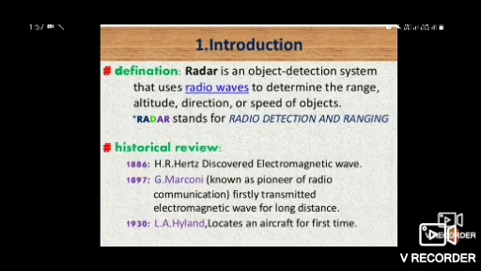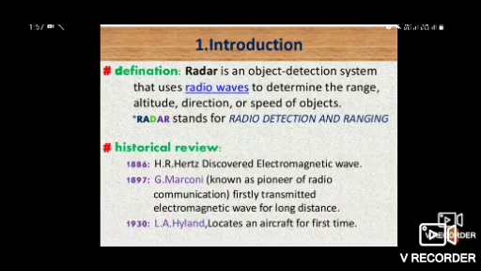Now the history of radar. When signals were first passed from a transmitter, electromagnetic waves had to be introduced. That was done in 1886 with the help of H.R. Hertz. Then the use of electromagnetic waves in communication came in 1897 by G. Marconi. Okay, he did the radio communication.